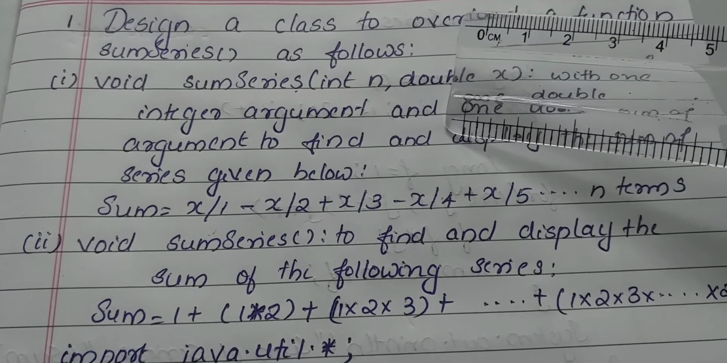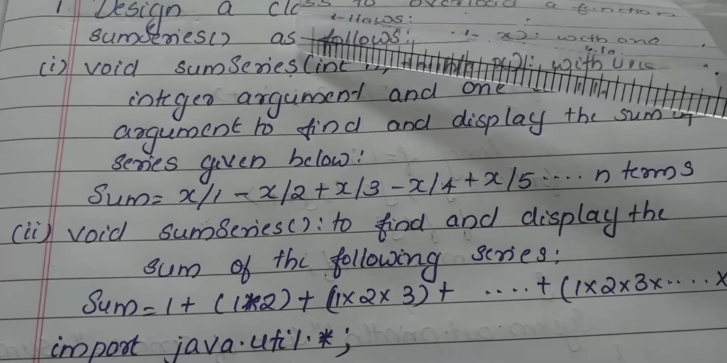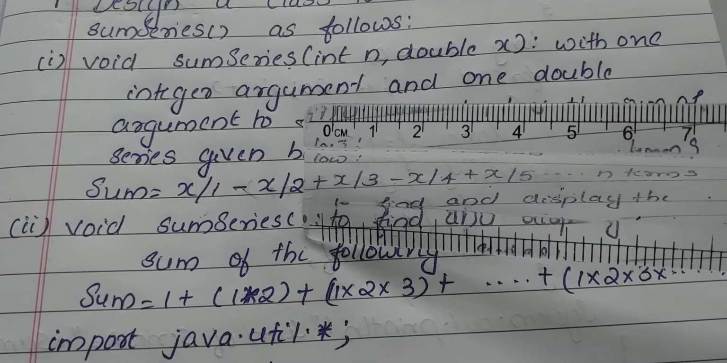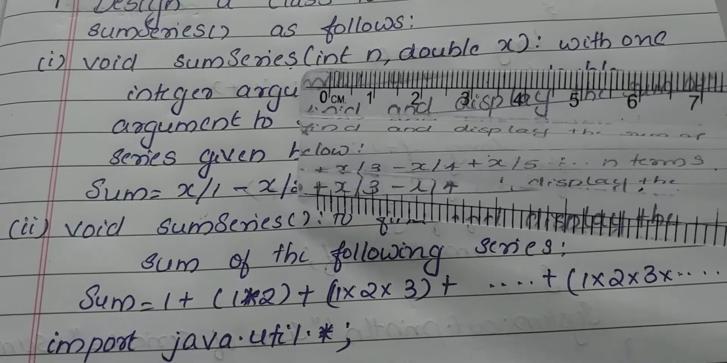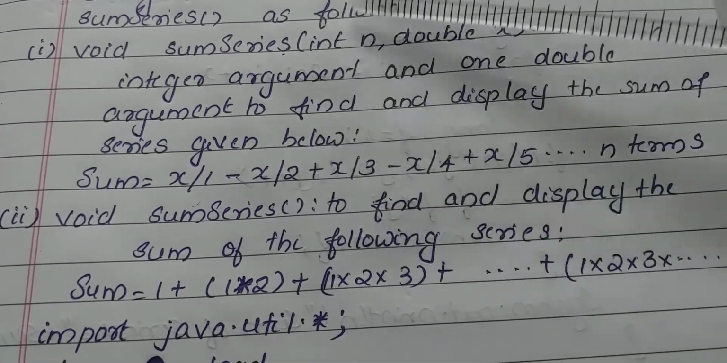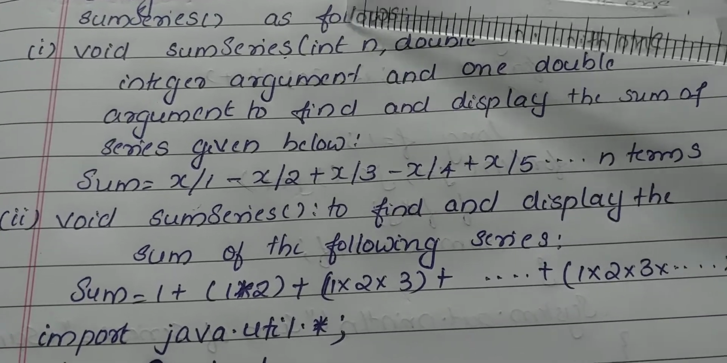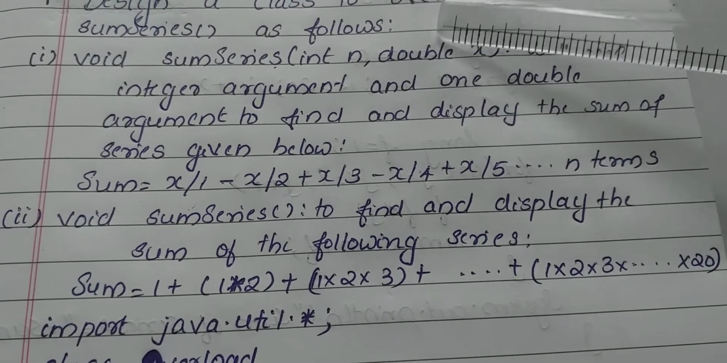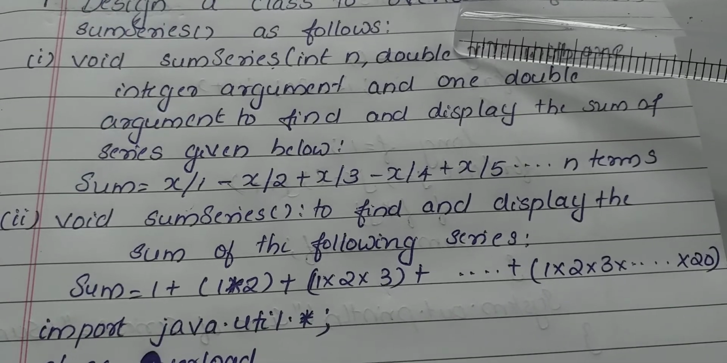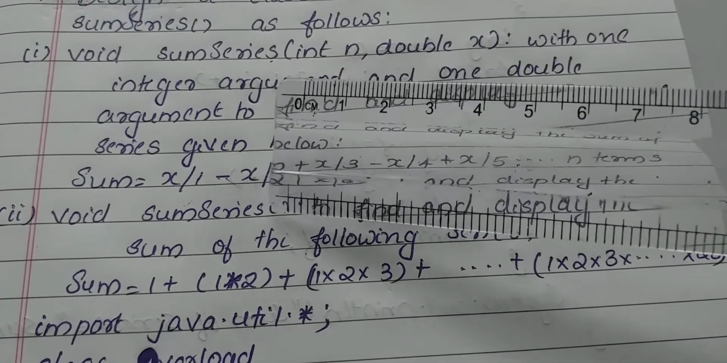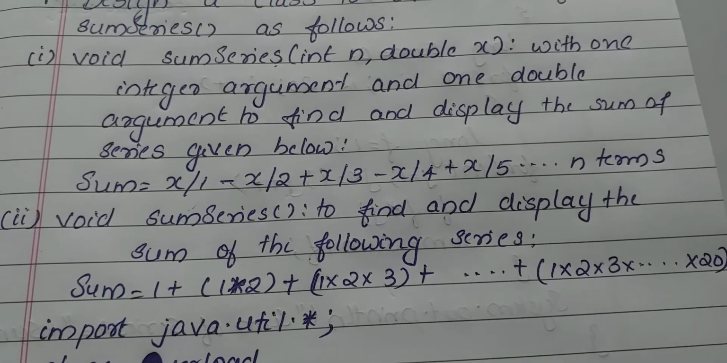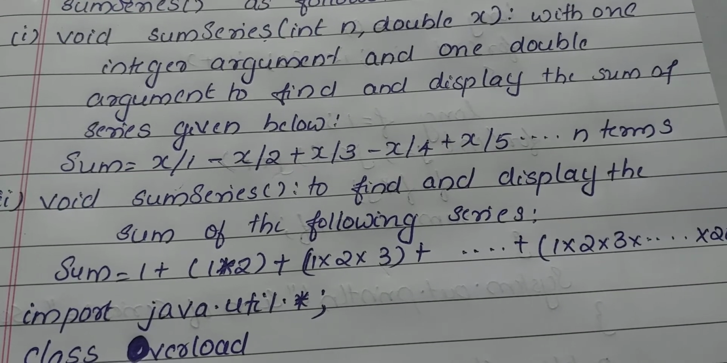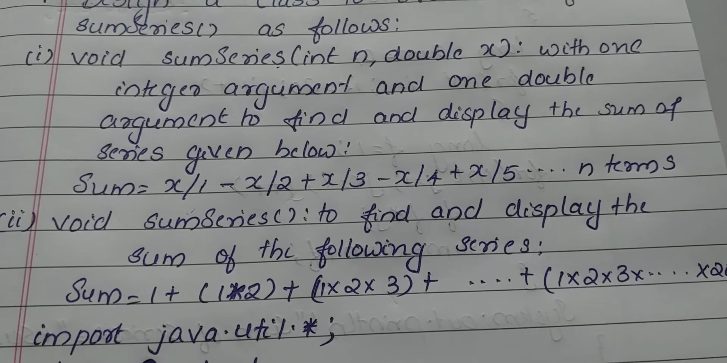So how to write the code? By knowing the function itself. You can say that this is the first function, void sum series, and this is the second function. Using the same name for the function in a program, that concept is known as function overloading. In the first function you can see that we have passed two values, that is a function with arguments. What is the second type of function? Function without arguments. So in a program we can use the same function name with different types of arguments. The concept is known as function overloading.